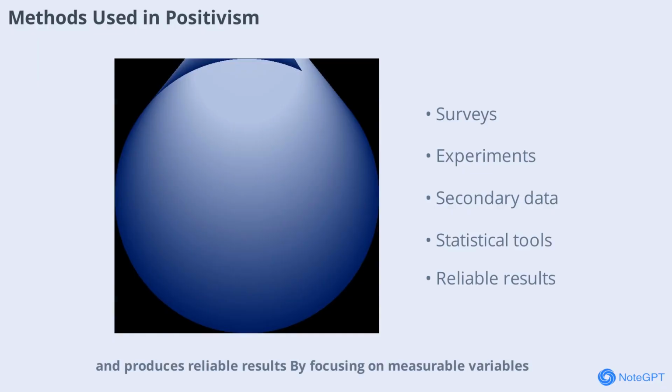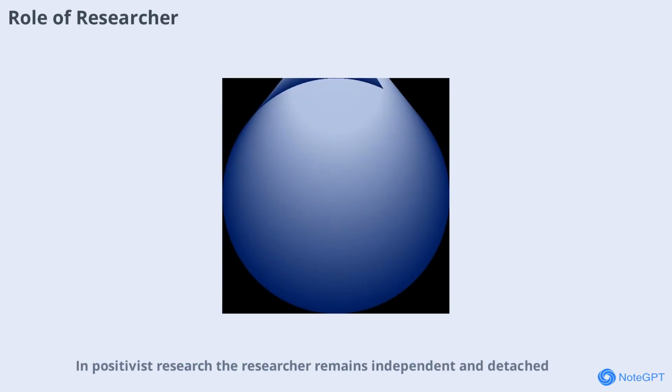By focusing on measurable variables, positivism provides clear answers to research questions. In positivist research, the researcher remains independent and detached. Their role is to maintain neutrality and avoid influencing the results. Subjective interpretation is minimized, ensuring that findings are based solely on evidence. This approach enhances the reliability and objectivity of the research. By staying impartial, researchers can produce results that are widely accepted and trusted by the scientific community.